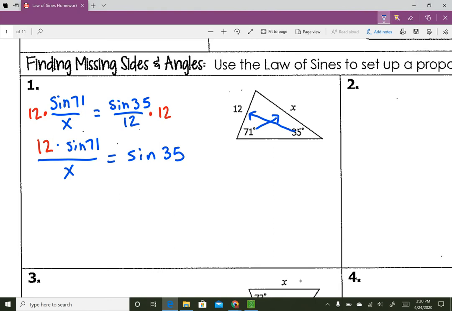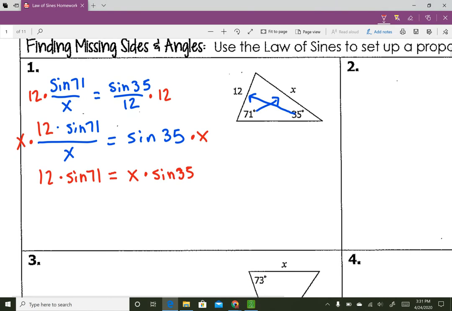Now x isn't by itself yet, but we're one step closer. I have to multiply both sides by x. When I do that, I have 12 times sine of 71 is equal to x times the sine of 35. And now we are one step away from getting x by itself. In order to get x by itself, I just have to divide by the sine of 35.